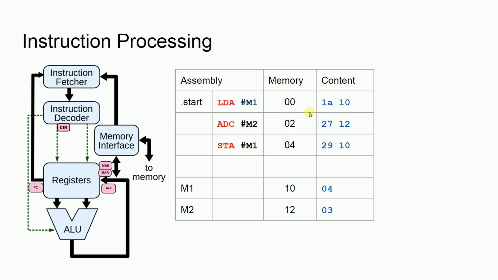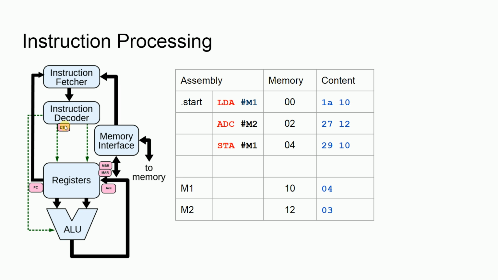The instruction fetcher will go and get the instructions needed from that address. So this will actually pull down an instruction 1A, which is a load command. That means get a number into the accumulator. And it's a particular one which says from a memory address. And this is memory address 10.